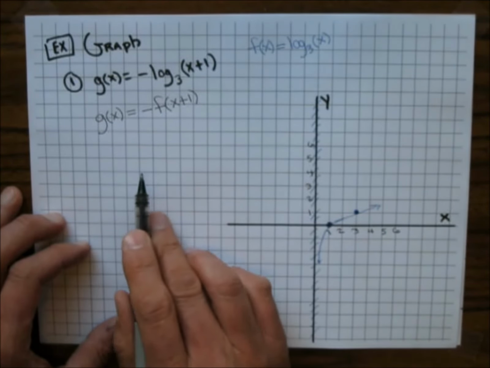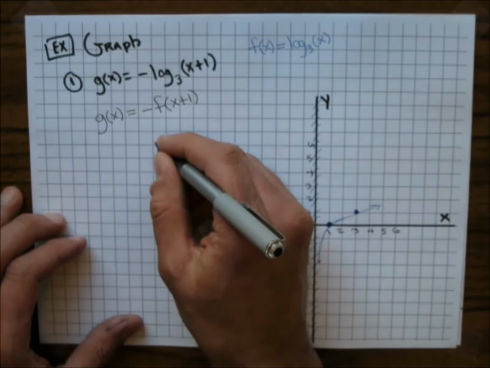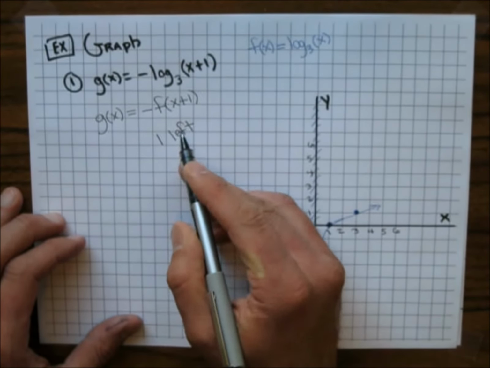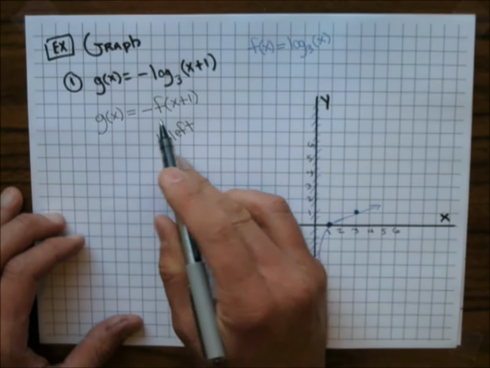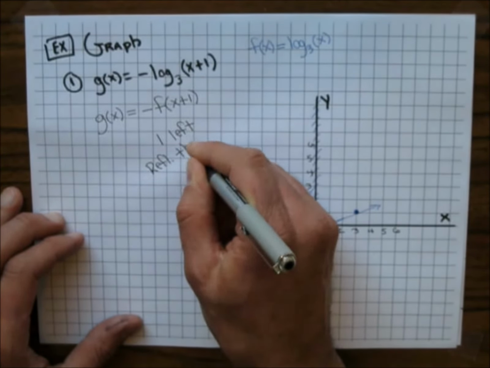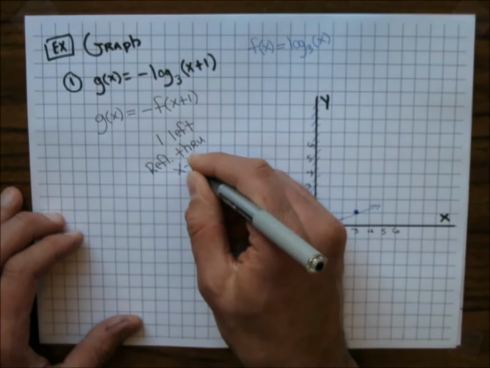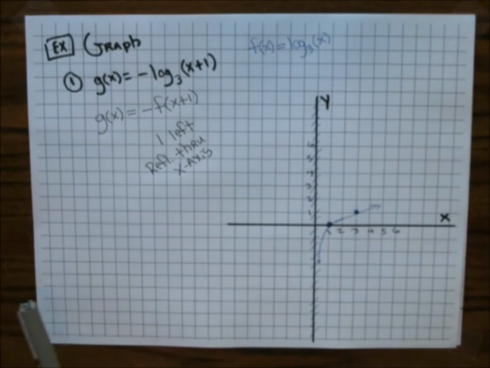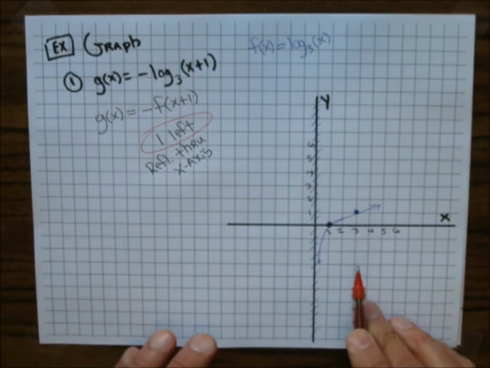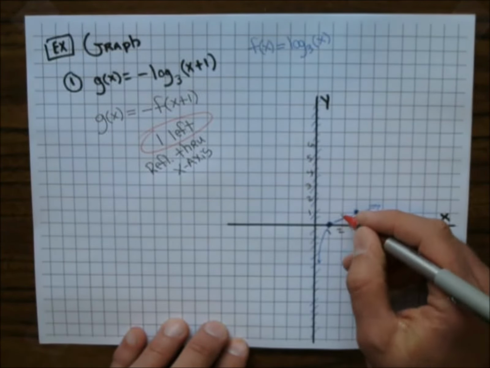Okay, so this graph is transformed, and doing the CBAD order, we go 1 to the left, and then this negative out here is a reflection across the x-axis. So for my intermediate step, I'm going to go ahead and use red. So 1 to the left, this point right here goes 1 to the left.